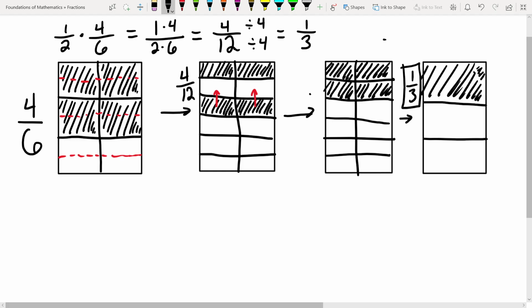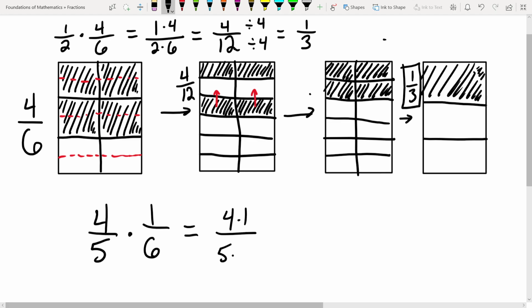So there's this nice visual that can go along with the multiplication of fractions. However, the algorithm is quite simple. We multiply the numerators and we multiply the denominators. So let's look at another one here. 4/5 times 1/6. So we're taking 1/6 of 4/5, or we're taking 4/5 of 1/6, whichever way you want to look at that. But the algorithm that we use is multiply the tops, 4 times 1, and multiply the bottoms.